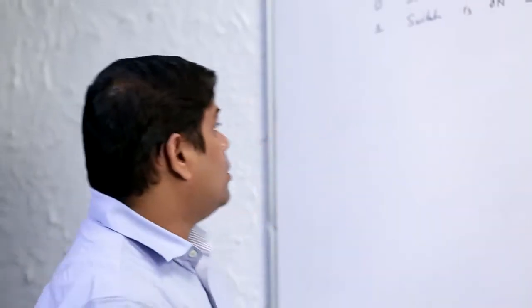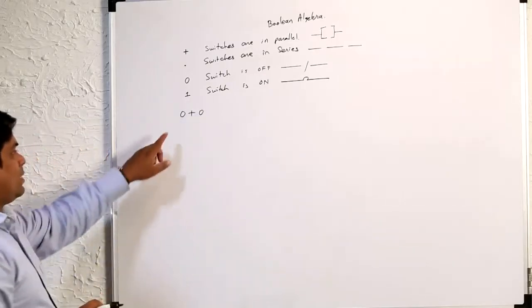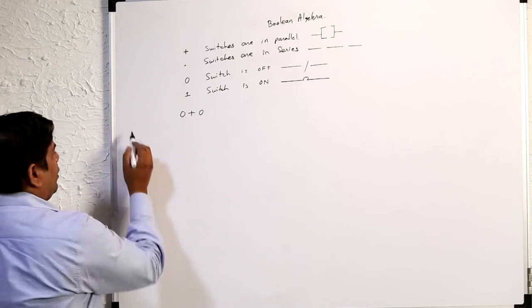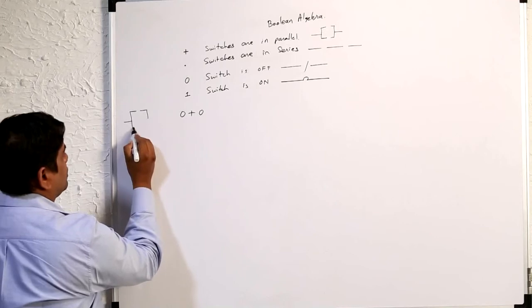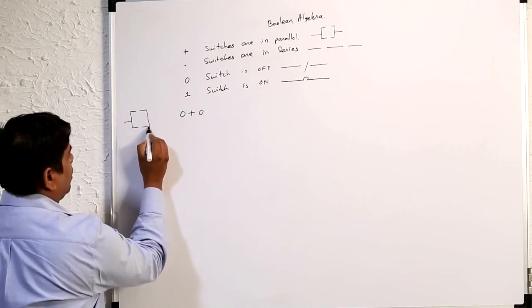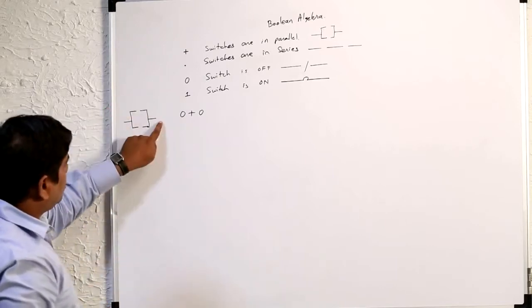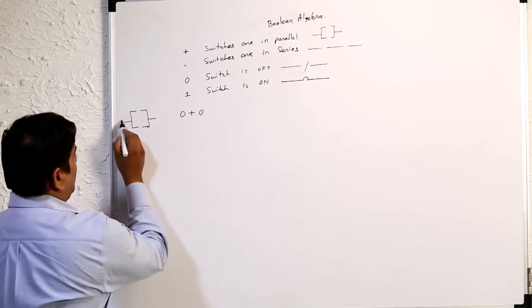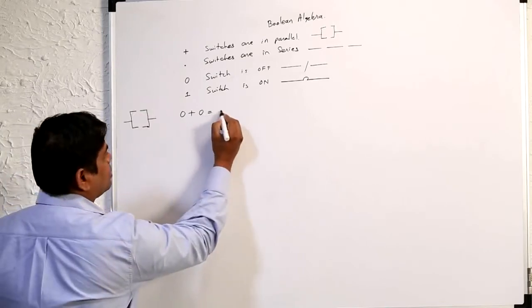We need to establish a few properties for this topic now. Let us see what 0 plus 0 means. This is not a decimal system 0; this 0 means your switch is off. We have an off switch connected in parallel with another off switch, and the combination looks like this. If you supply current here, will it reach here? There is no way it can reach because both of them are off. So together this combination is going to act as a 0 switch itself.